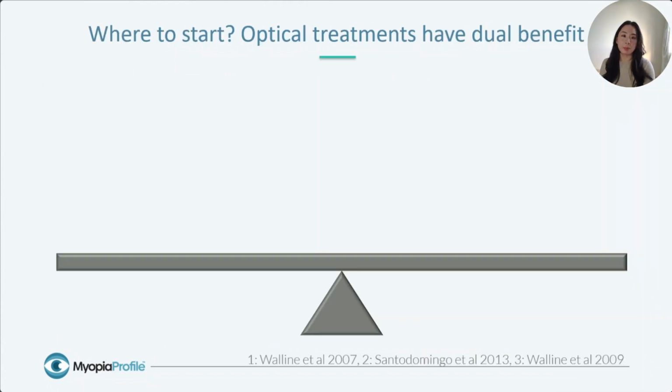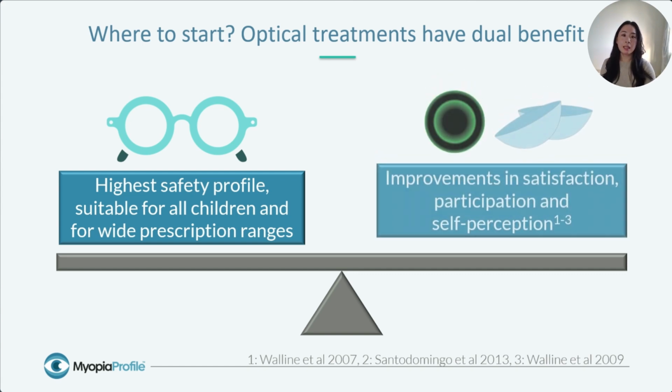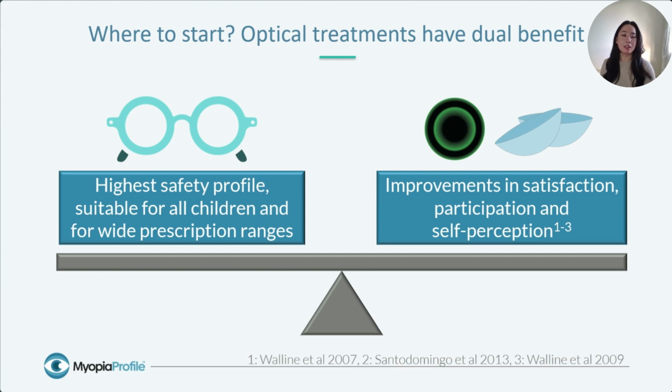Okay, so where to start? As an optometrist, it makes sense to me to prescribe optical treatments first, because they provide the dual benefit of myopia correction and myopia control. And so the question might become spectacles or contact lenses. Myopia control spectacle lenses offer the highest safety profile. They are suitable for children of all ages and they accommodate a wide range of prescriptions. But on the other hand, studies do show that children wearing contact lenses feel more confident in sports, social settings, and overall daily activities. So a lot of pros to consider for both.